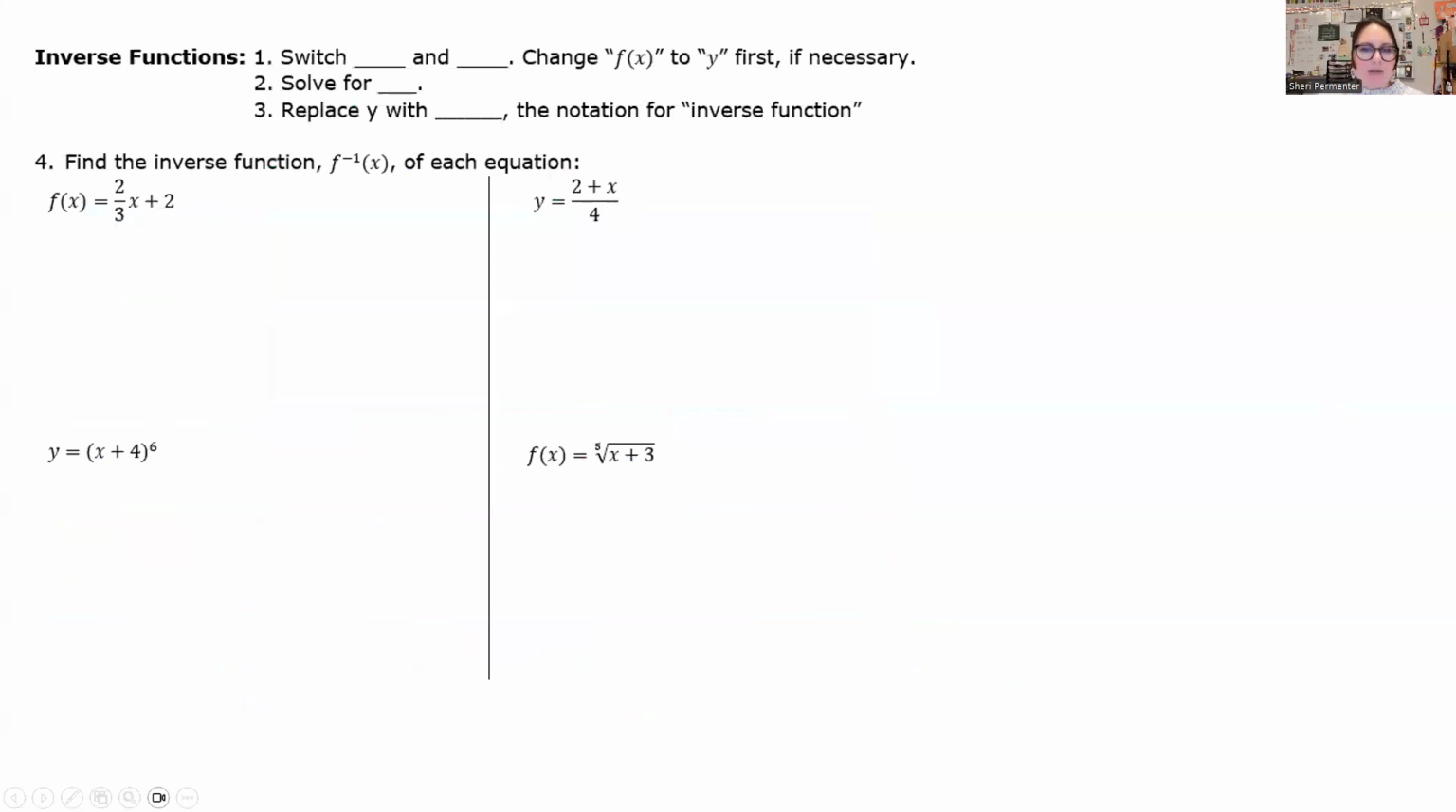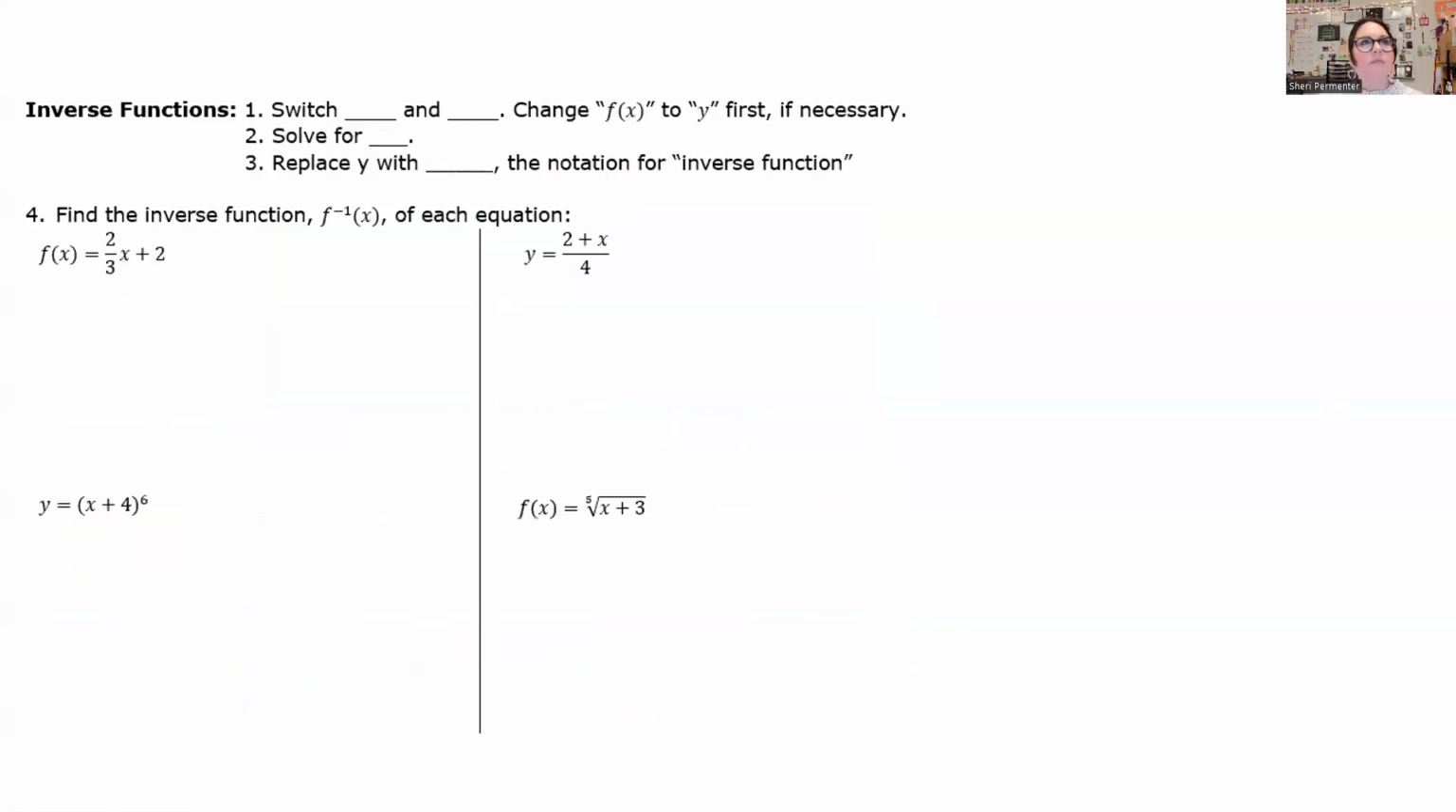On to the back. Okay, onto the back, it says that inverse functions switch blank and blank. What should go there? X and Y, very good. It's going to switch X and Y. If your problem isn't written as Y equals, then fix it. So change f of X to Y first. Okay, so that's what we're going to do.